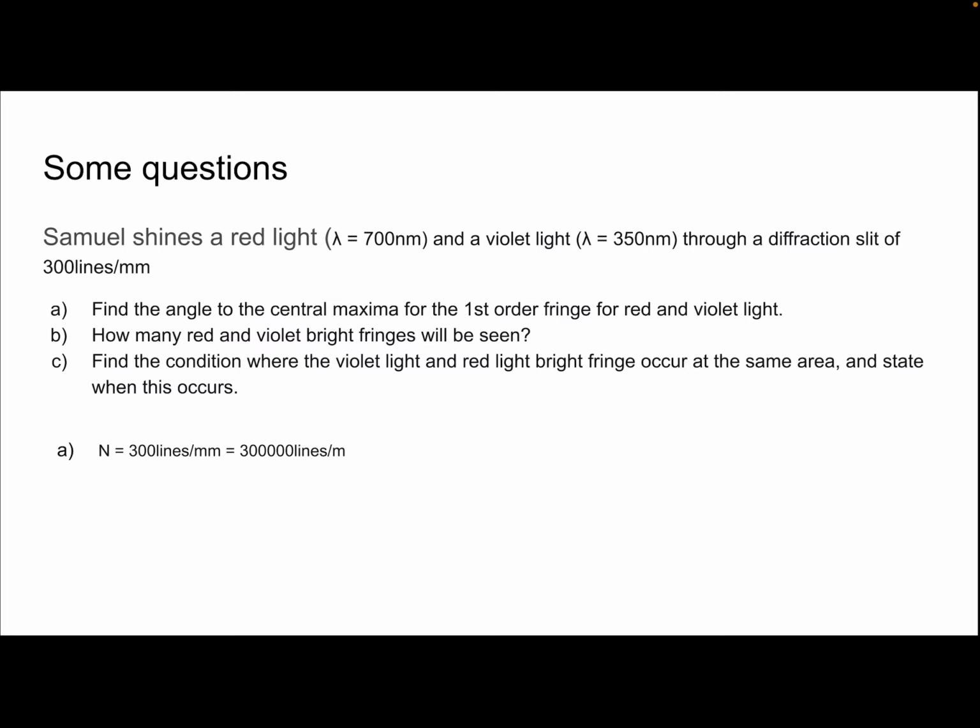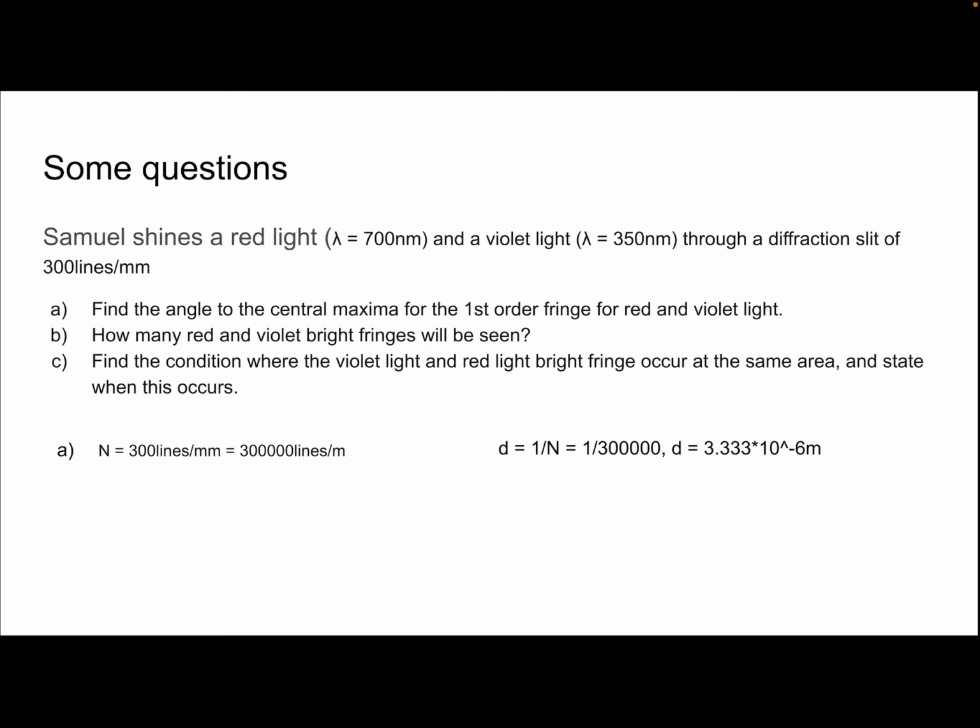As we established above, n is the number of lines per meter, not the number of lines per millimeter. And we know that there are 1,000 millimeters in 1 meter, so we have to multiply the number of lines by 1,000. So 300 will become 300,000 lines per meter. Therefore we can say that d equals 1 over n. 1 over 300,000 gives us d equals 3.333 times 10 to the power of negative 6 meters.